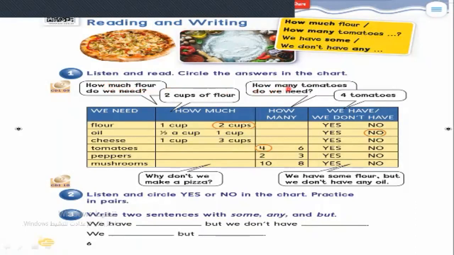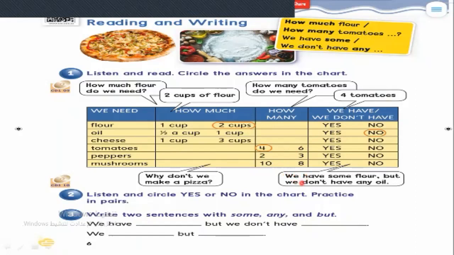And here, if we're going to count something, if it's something we can count, we're going to use how many. For example, four tomatoes. This is the correct way to get the answer.